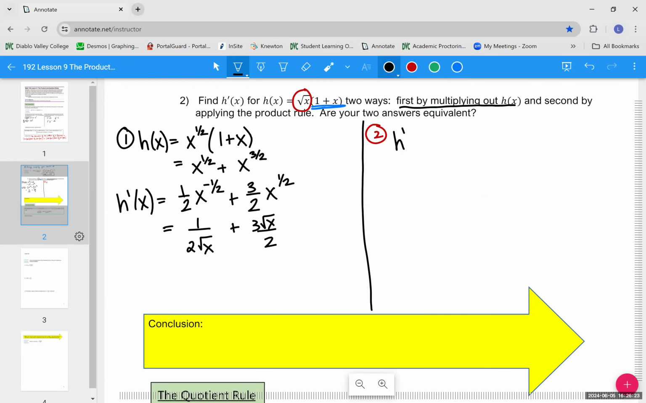So h prime will equal, all right, the first function, which I'm going to write in exponent form because it's just going to be easier to do the simplifying. So the first function times the derivative of the second function. Well, the derivative of 1 plus x is just 1, plus the second function times the derivative of the first function.